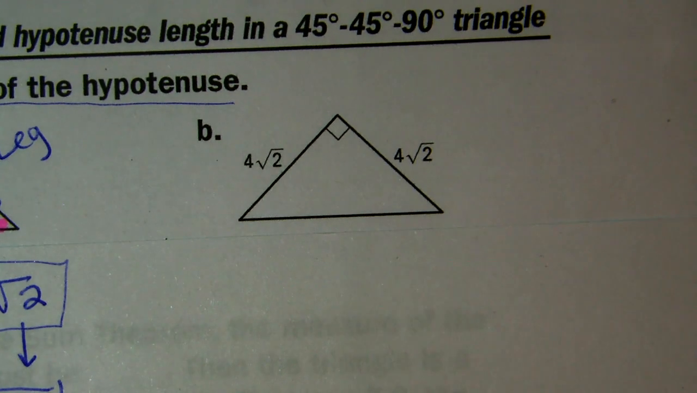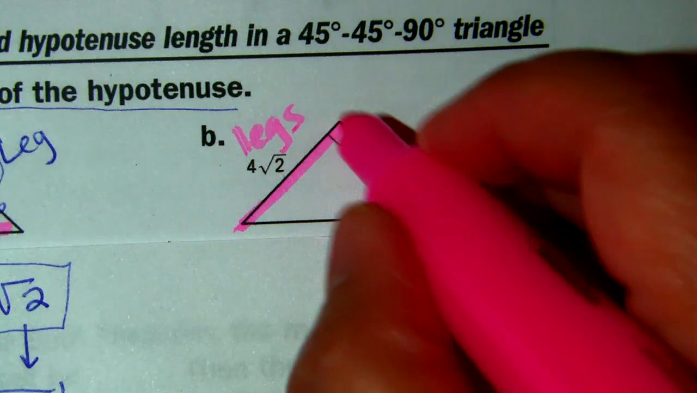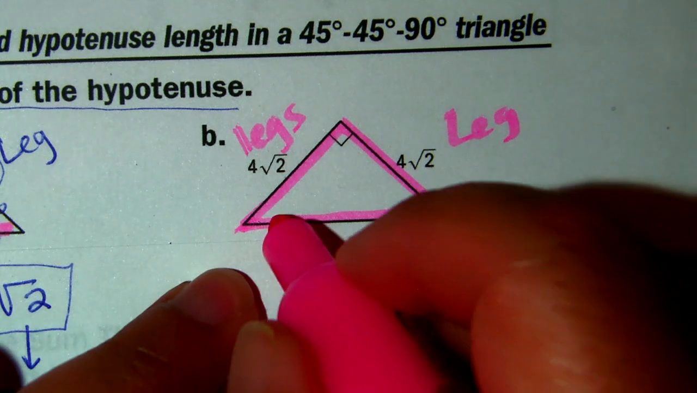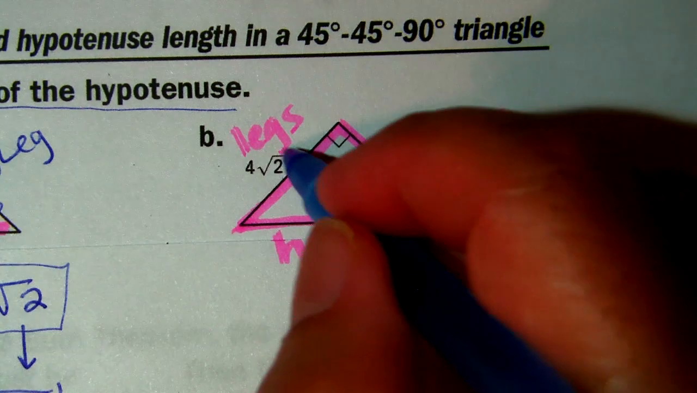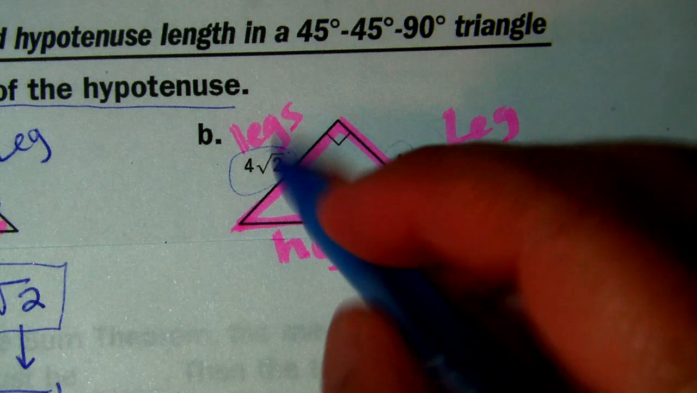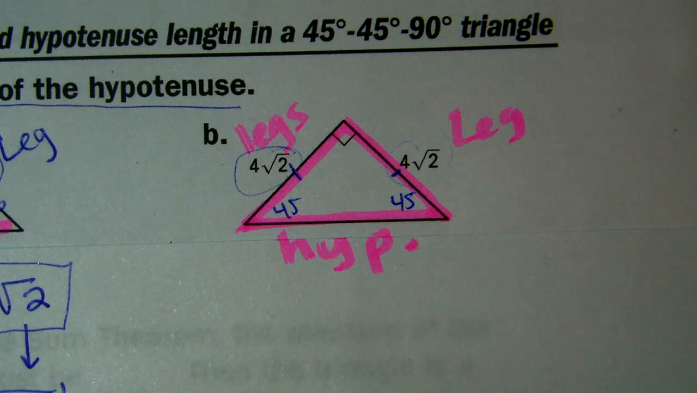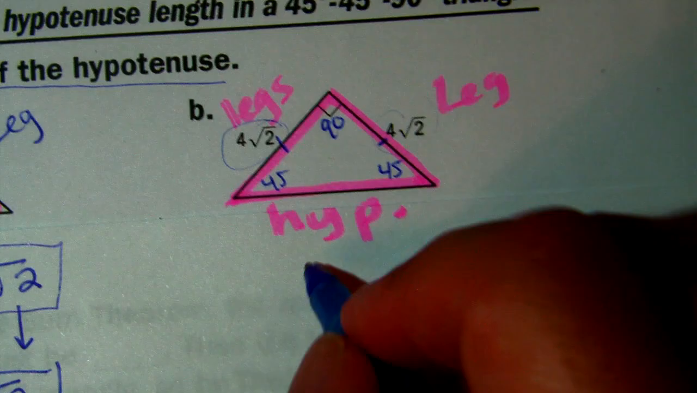Let's do this other triangle, triangle B. Look at the legs. These are the legs. This is the leg. This right here is the hypotenuse. We know the measurement of the leg. They're the same because they're always going to be the same when you have a 45, 45, 90 triangle.